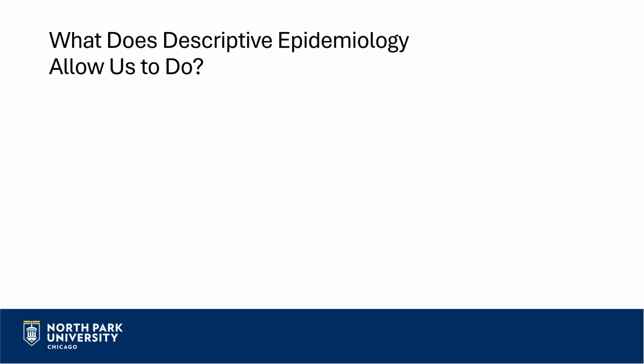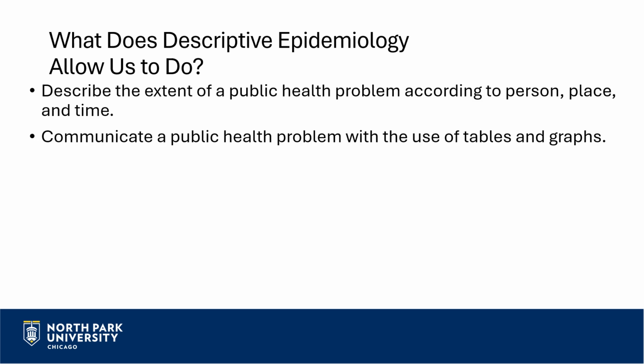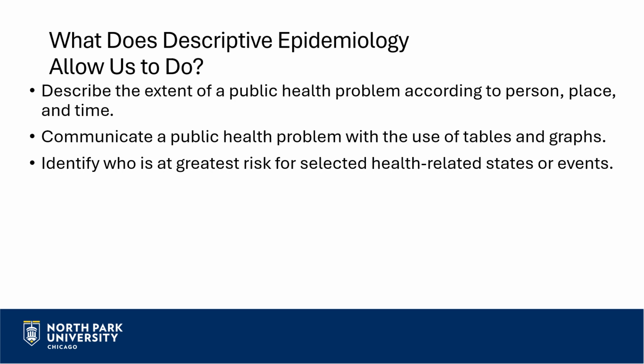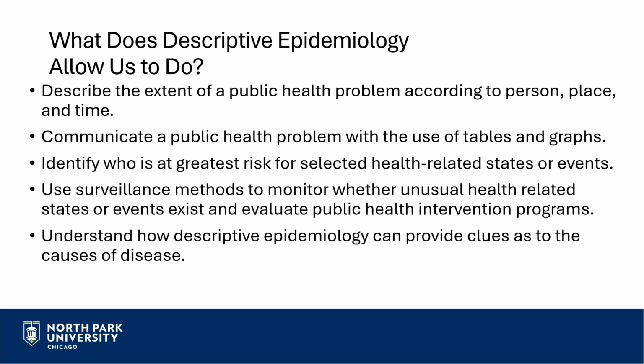And what does descriptive epidemiology allow us to do? It describes the extent of a public health problem, communicates a public health problem with the use of tables and graphs, which makes things much more clear, identifies who's at greatest risk for selected health-related states or events, uses surveillance methods to monitor whether unusual health-related states or events exist, and evaluates public health intervention programs. Understand how descriptive epidemiology can provide clues as to the cause of disease.